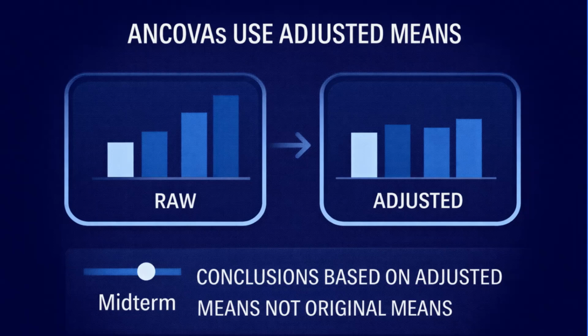ANCOVAs use adjusted means. Adjusted means are not raw averages. They are estimated group means that represent what each group's outcome would look like if everyone had the same covariate value. ANCOVA first accounts for the influence of the covariate, then compares these adjusted means. When results are interpreted, conclusions are based on adjusted means, not original means.